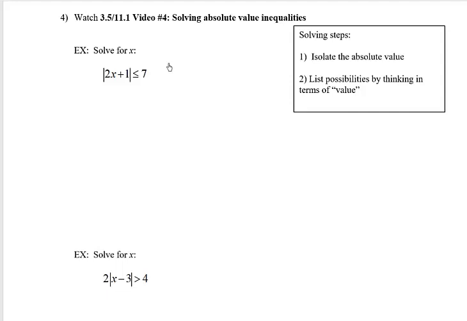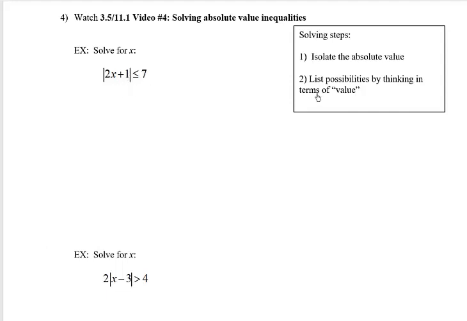This is video number 4 for sections 3.5 and 11.1, solving absolute value inequalities. Okay, so now we're going to put everything together that we've done. We're mixing in the absolute value bars along with the inequality symbols. How would I solve something like this?